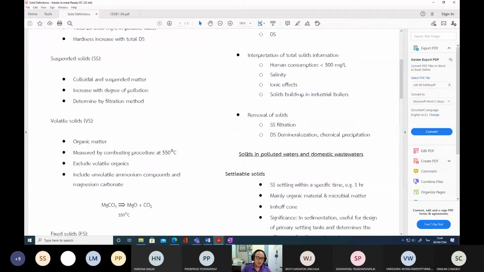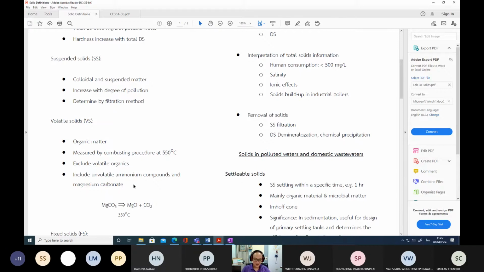And then volatile solids. Volatile solids is another type of solids which mainly represents the organic substance, organic matter. In a water sample, some of the suspended solids could be organic matter. So of the suspended solids, some percentage might be organic matter. And these organic matters have the same characteristic as when we measure the BOD, where we know that organic matter can get oxidized by microorganisms utilizing the oxygen. The same as what we are going to do today.